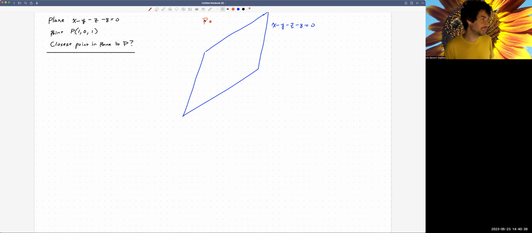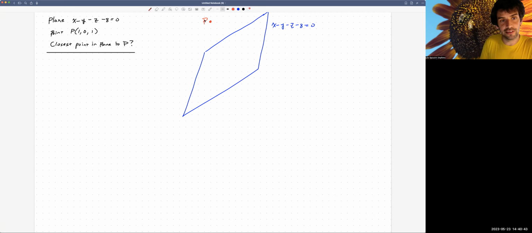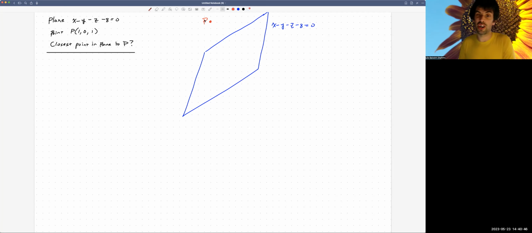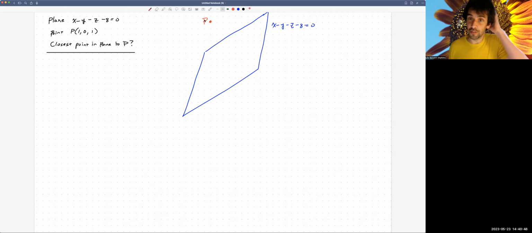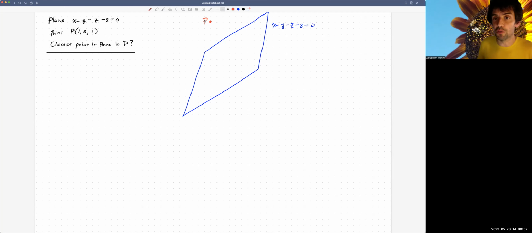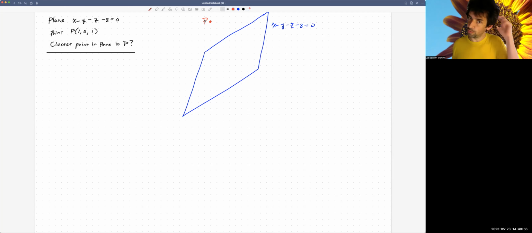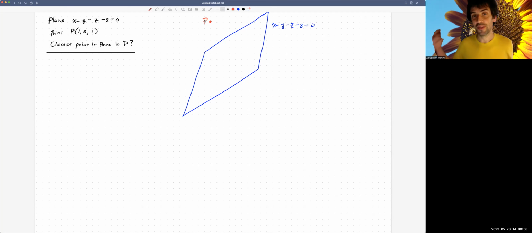We could write the distance from this point to any point in the plane, and then try to minimize that with the constraint of the plane. And that's a problem that's doable, but not simple. And there's actually a nice intuition that will make this really simple.